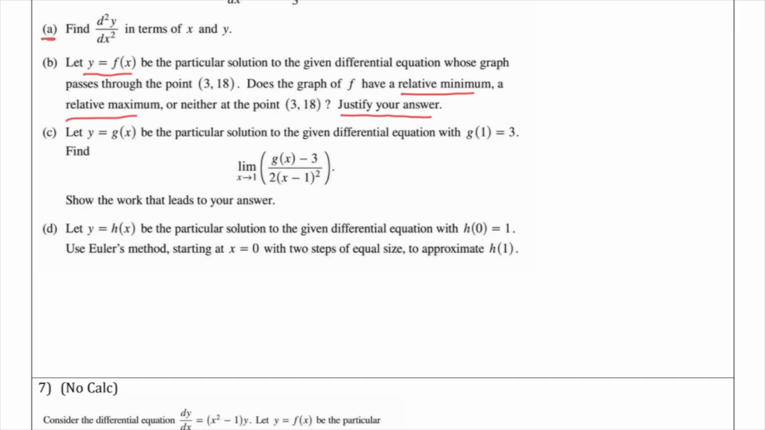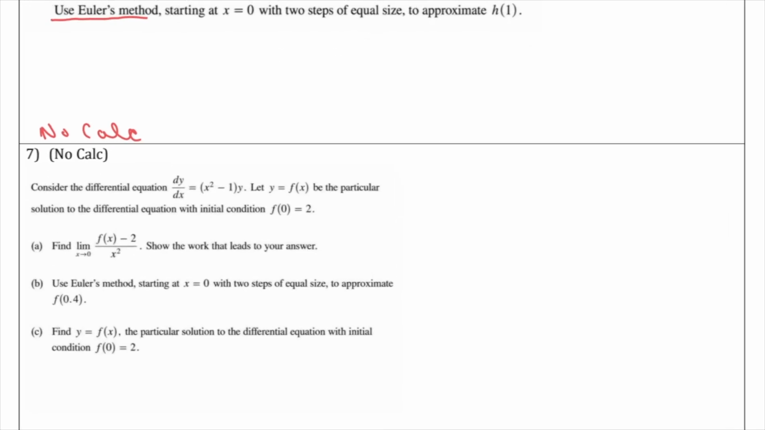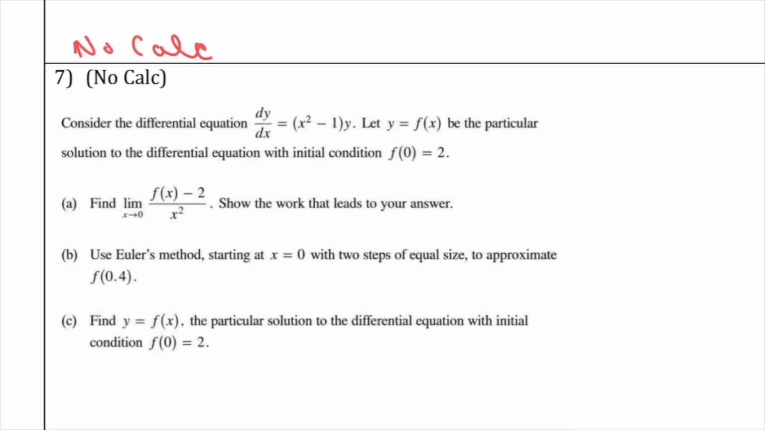For question C, again, you're given that y is equal to some function g of x. And you are given a particular point. So you're asked to find the limit. So when you show your work, make certain you justify your answer using L'Hopital's rule. And for question D, you're to use Euler's method, starting at x equals 0 with 2 steps. This, of course, is a no calculator problem, so give this a good try. Question number 7. Again, this is a typical AP question. So give this an excellent try.